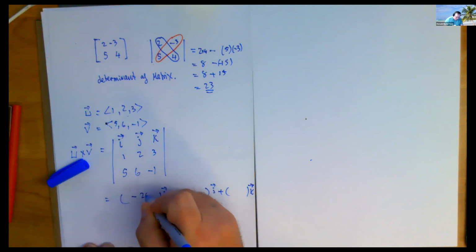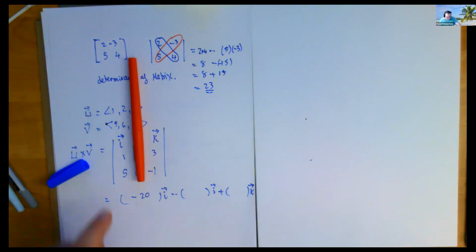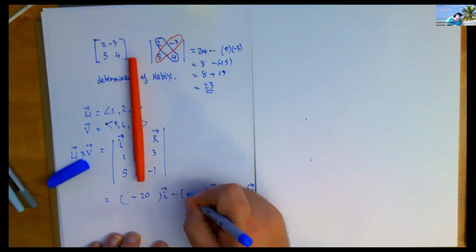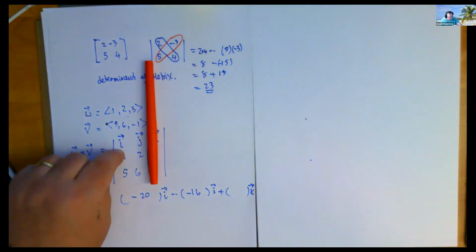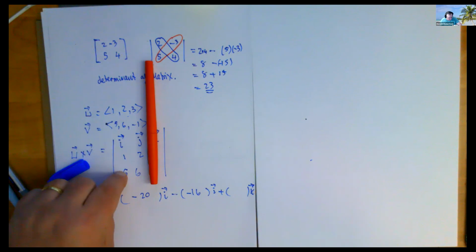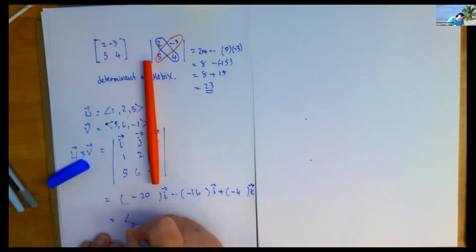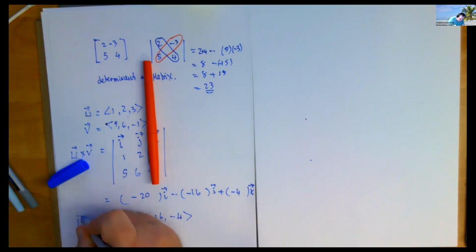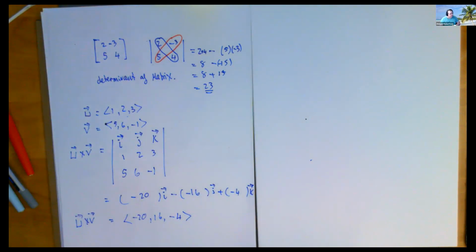is -20. Now you want to get the middle one, major diagonal -1, subtract 15, that's -16. And lastly, to get the k one, you cover up column k, major diagonal 6, take away minor diagonal 10. 6 take away 10 is -4. And then we just tidy it up. -20, a negative of a negative, and finally the third one. And there you have found your first cross product.